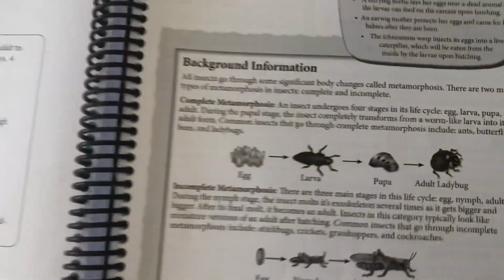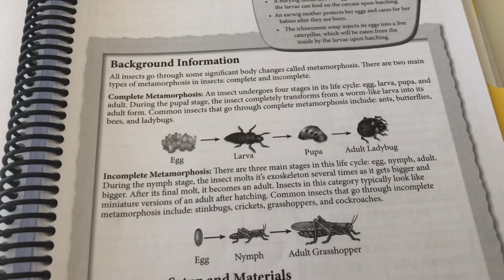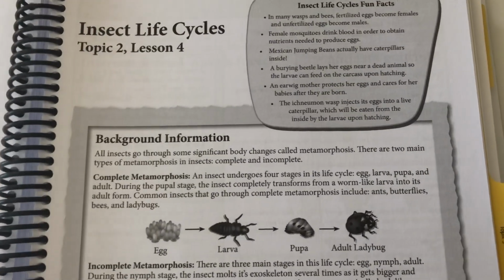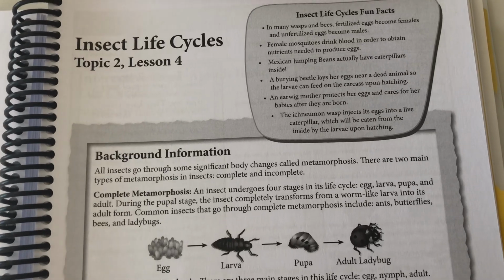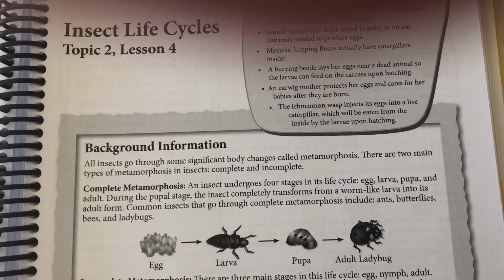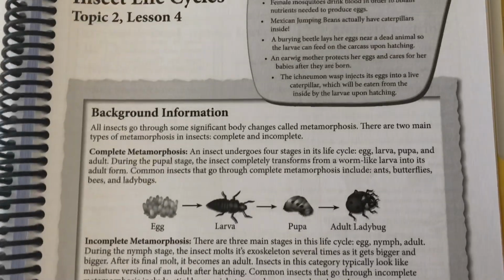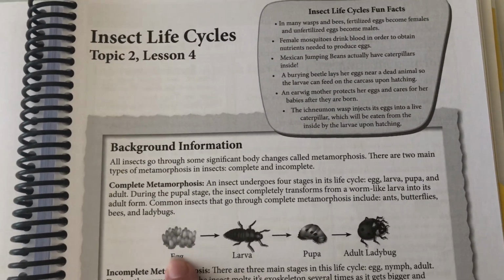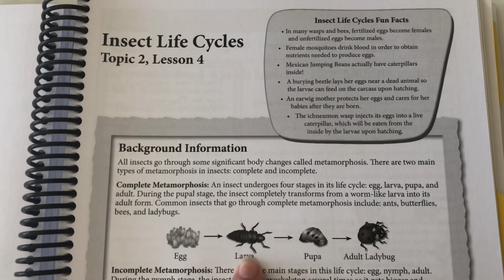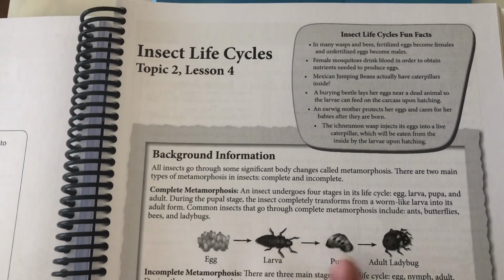So I found this really cool page in one of my books because it talked about how there's 2 types of metamorphosis. There's a complete metamorphosis, which is what we're going to spend time learning about this week. And it says, complete metamorphosis is when an insect undergoes 4 stages in its life cycle. And here it gives a great picture. It starts out as an egg, and then out of the egg comes what we call the larva.